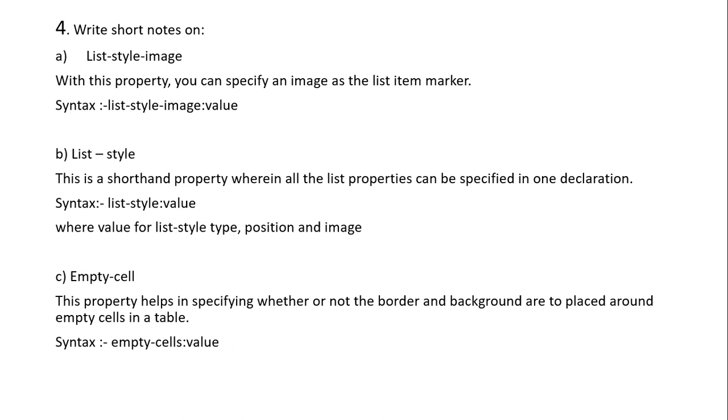Now the short notes for the different points. List-style-image. Using this property you can specify an image. The syntax is given: list-style-image: value, where you have to use url and then the name of the image. List-style. This is a shorthand property wherein all the list properties can be specified in one declaration. List-style: value, where you specify values for type, position, image, everything.